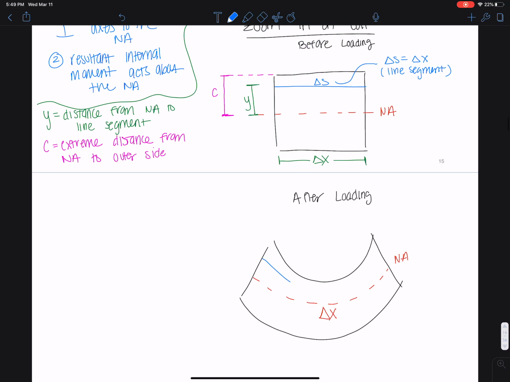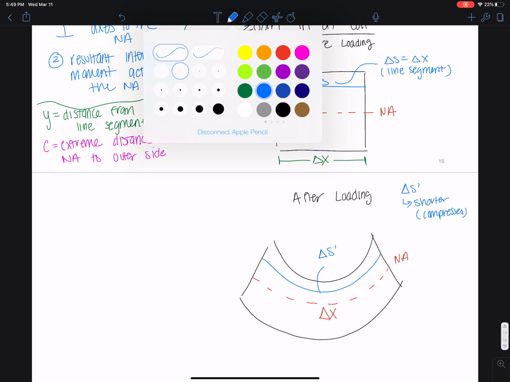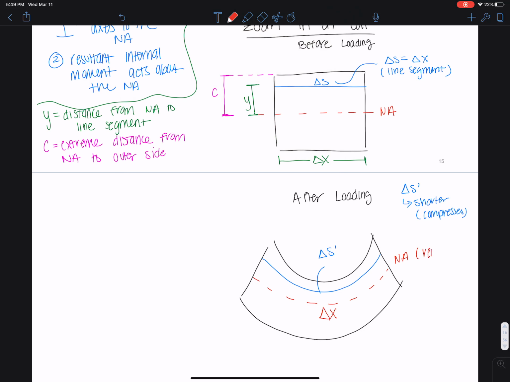And let's draw that line segment above. This line segment now has a new length. We'll call it delta s prime because we know the top is compression. Can you guys tell me, is delta s prime shorter or longer than delta s? Think about this. It should be shorter because the top compresses. And our neutral axis, just to be super clear, remains unchanged. So it's still delta x.